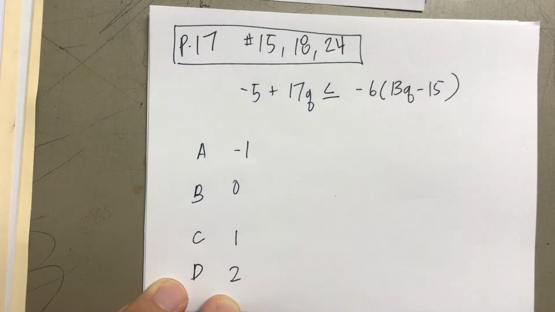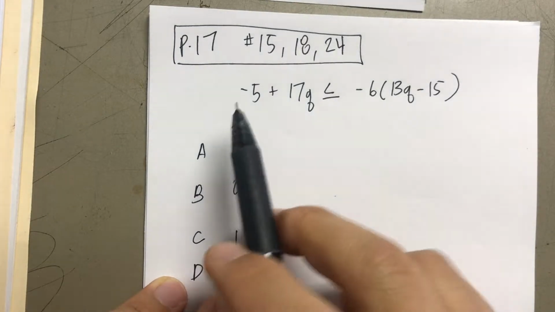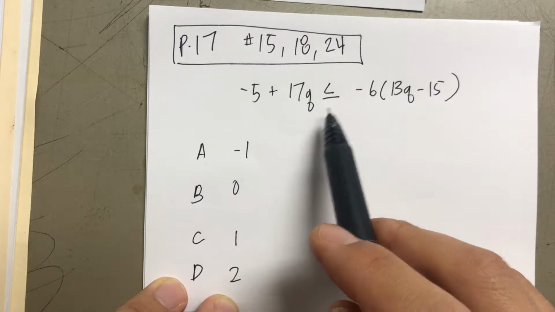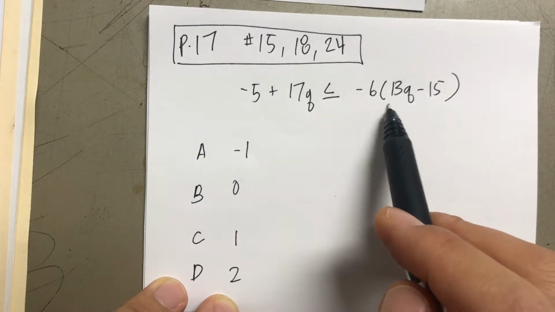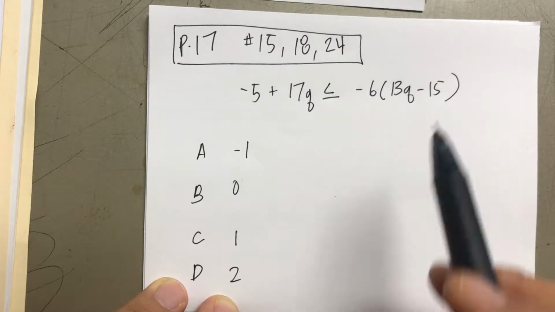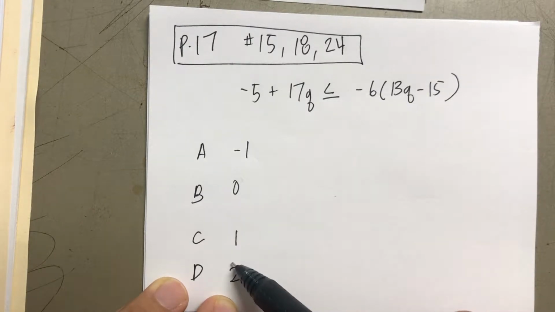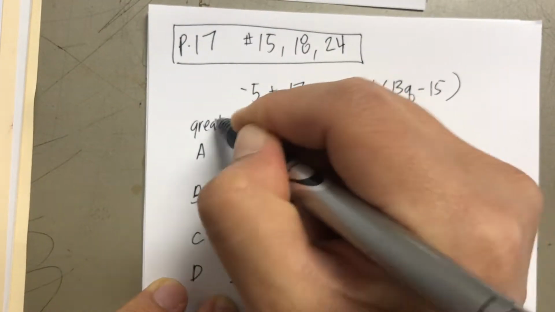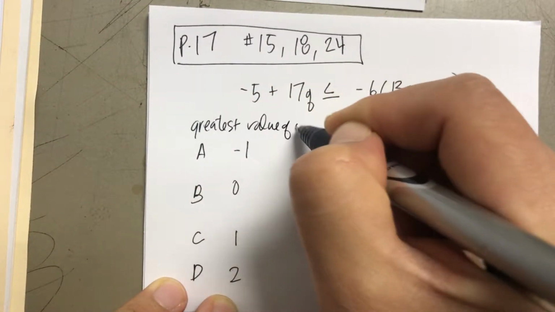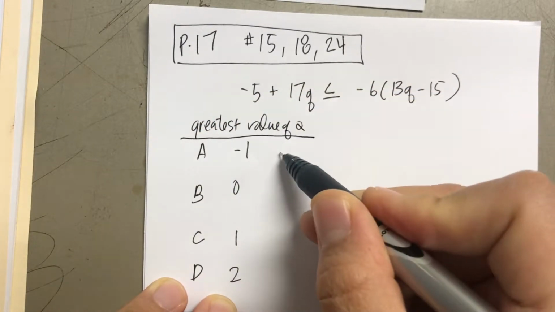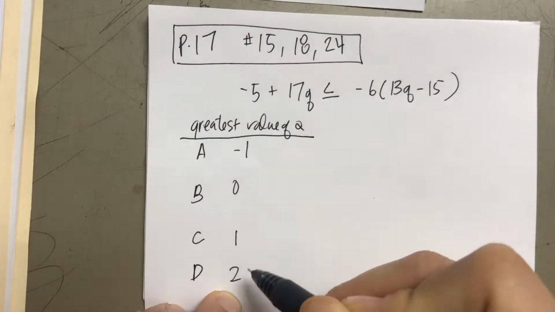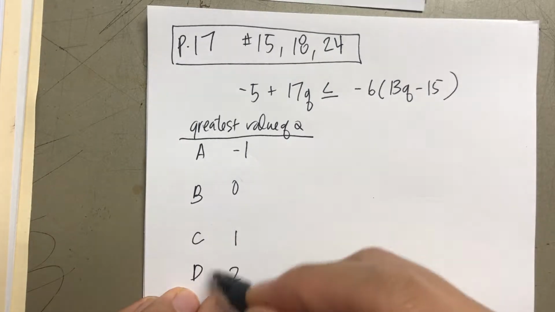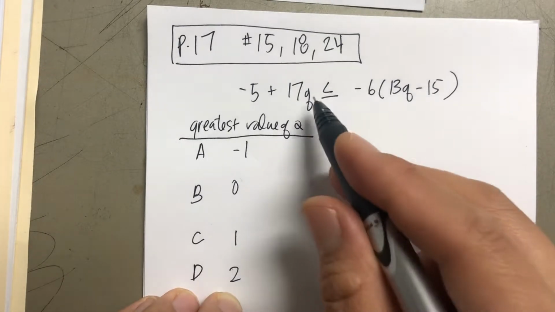So for page number 17, it says -5 plus 17q is less than or equal to -6 times 13q minus 15. What is the greatest possible integer value of q? So greatest value of q. When it says greatest value of q, we want to start here, because whichever one is the highest and works out is going to be the one that works out for us. So we're going to start at D, and we're just plugging this in for q.